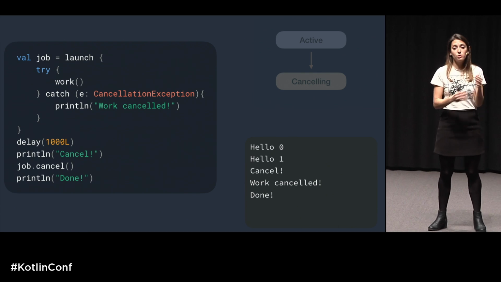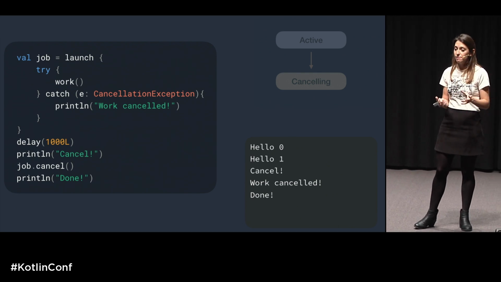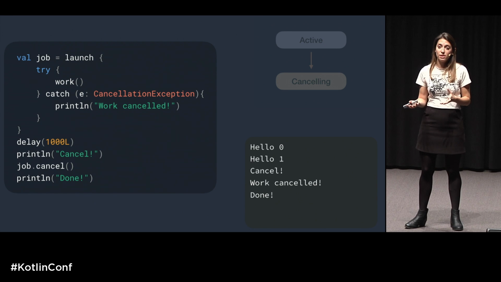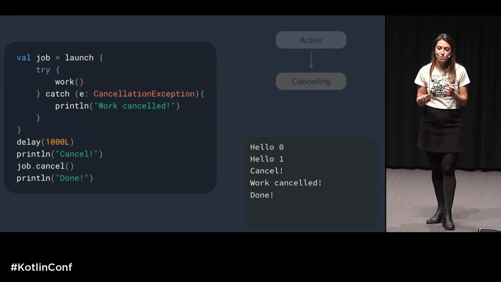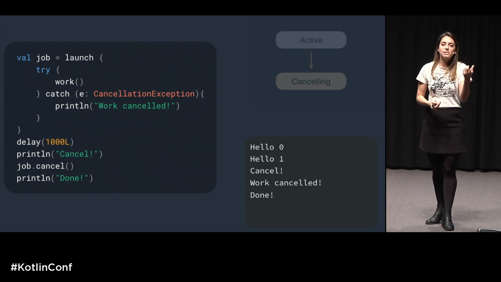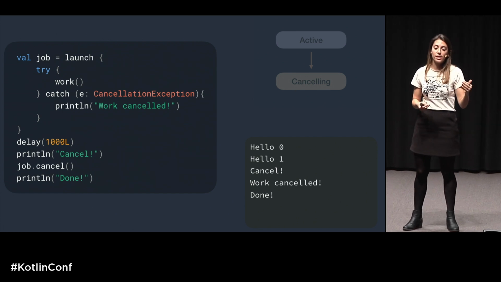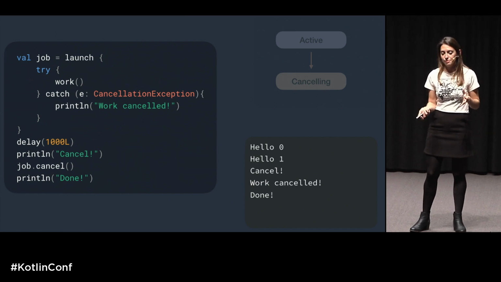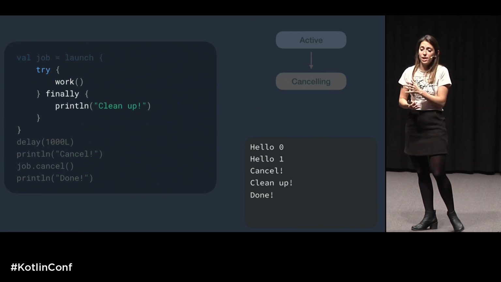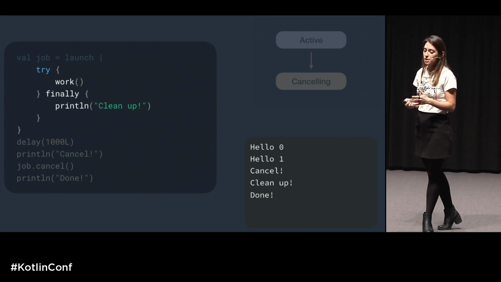But if we don't want to do this periodic check for isActive, we know that suspending cancelable coroutines are also throwing CancellationException. So this means that we can wrap our work inside the try-catch for CancellationException. And then finally, we can do that cleanup that we need to do.